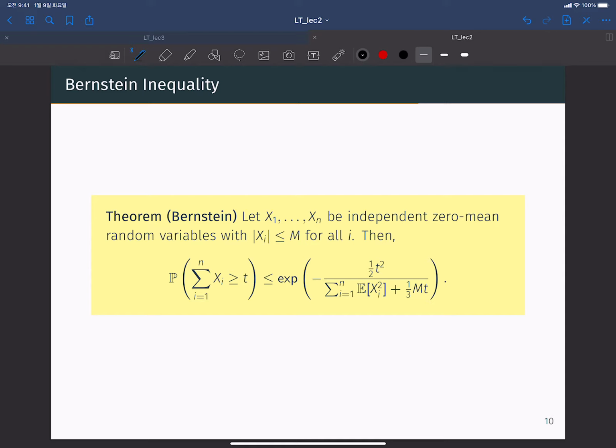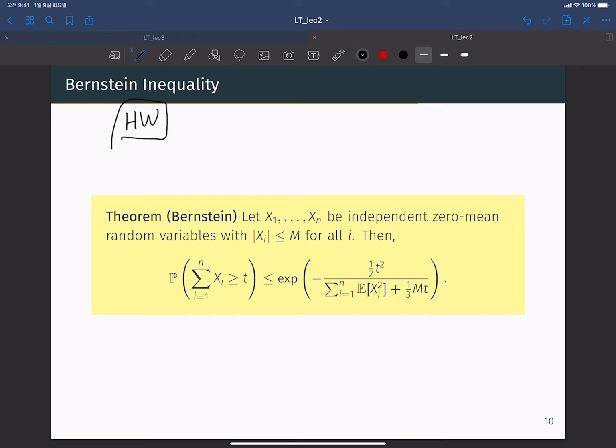Bernstein inequality is another concentration inequality for bounded random variables, for the sum of bounded random variables. The proof of Bernstein inequality is homework of this course. The basic idea of the proof is, again, we have to use MGF and Markov inequality.